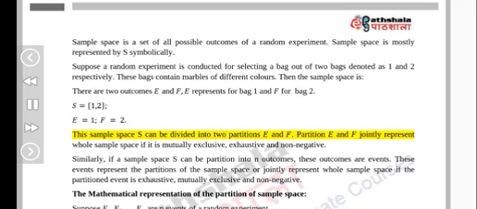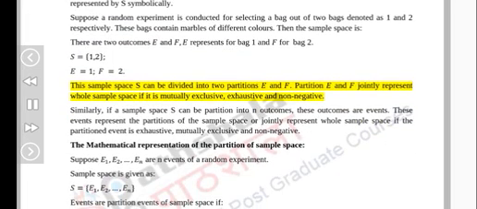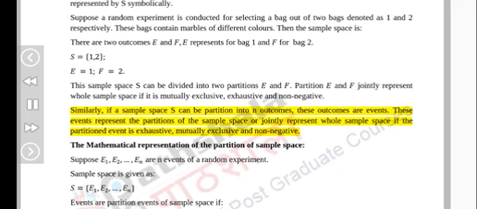This sample space S can be divided into two partitions, E and F. Partitions E and F jointly represent the whole sample space if they are mutually exclusive, exhaustive and non-negative. Similarly, if a sample space S can be partitioned into n outcomes, these outcomes are events. These events represent the partitions of the sample space, or jointly represent the whole sample space, if the partitioned events are exhaustive, mutually exclusive and non-negative.